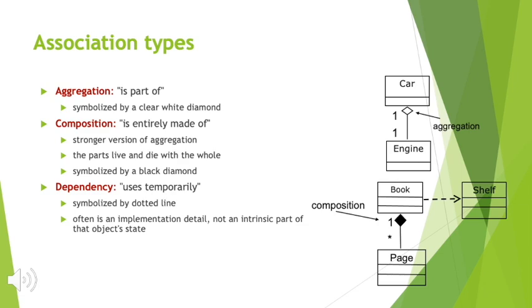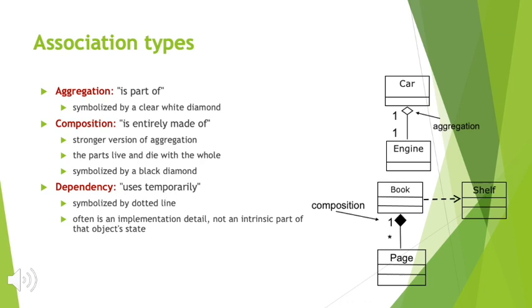Aggregation means "is a part of", and is symbolized by a clear white diamond. You can see on the right side here, engine is part of the car. It shows the clear white diamond symbol. That means the aggregations.